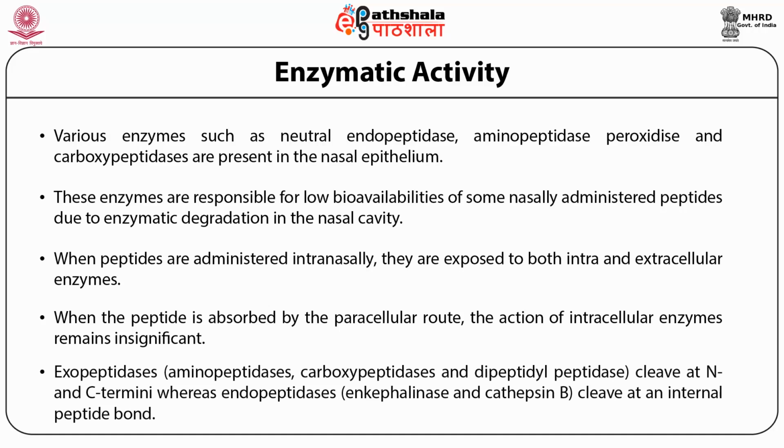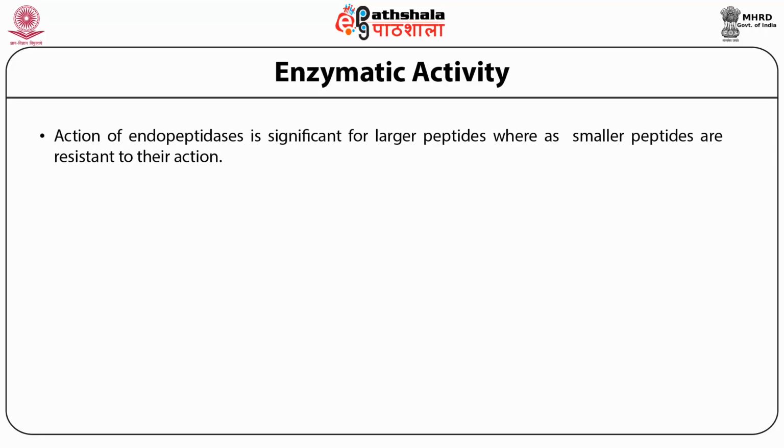Exopeptidases, which include aminopeptidases, carboxypeptidases, and dipeptidyl peptidases, cleave at the N and C termini, whereas endopeptidases like enkephalinase and cathepsin B cleave at an internal peptide bond. The action of endopeptidases is significant for larger peptides, whereas smaller peptides are resistant to their action.